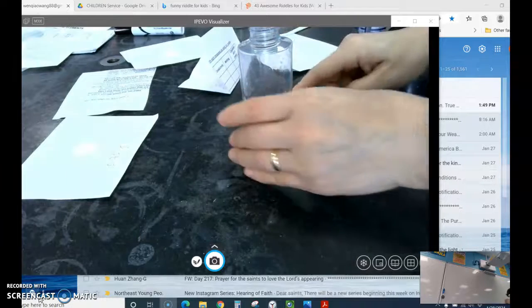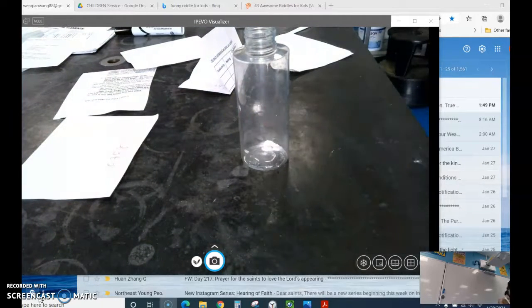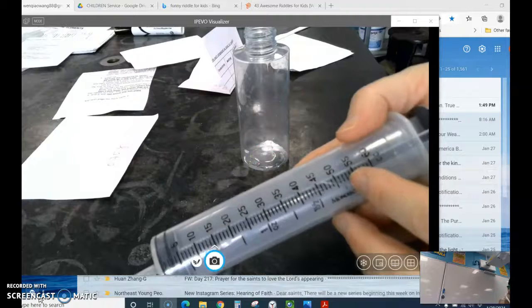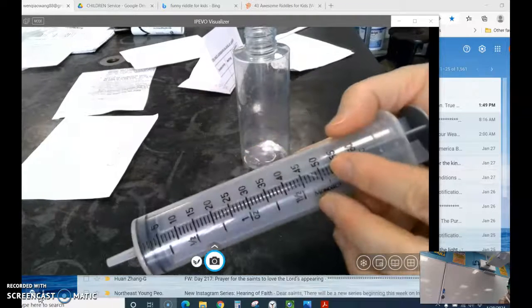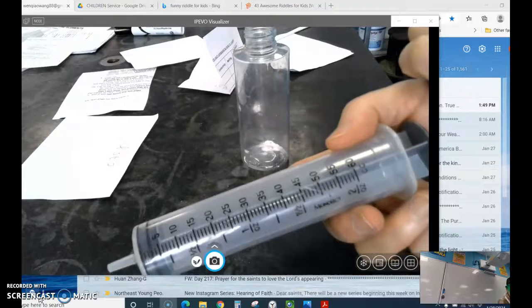Put this one in, okay. And then after this one, so this is the device. This is the graduated syringe. So this syringe is going to be used to collect the volume of vinegar and also the carbon dioxide produced.